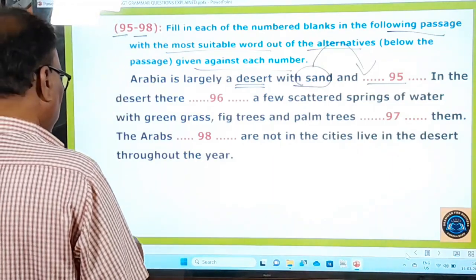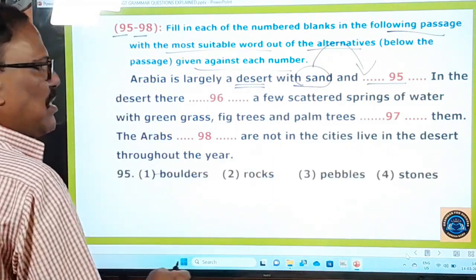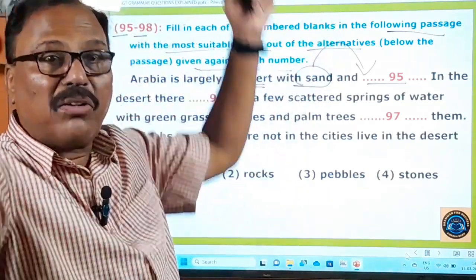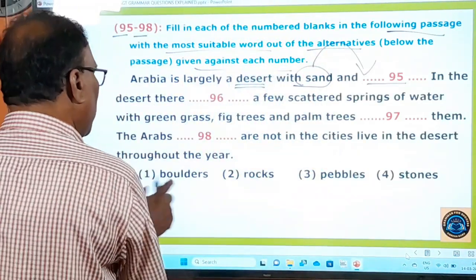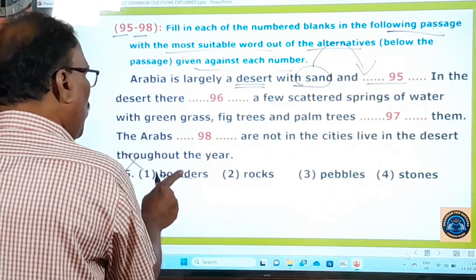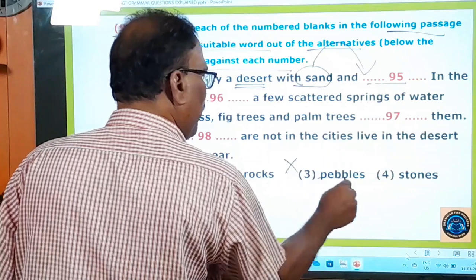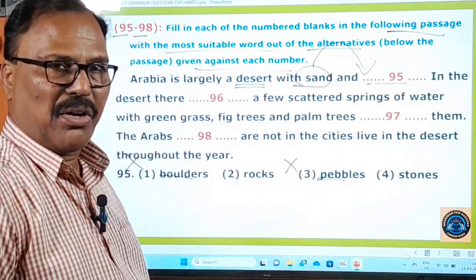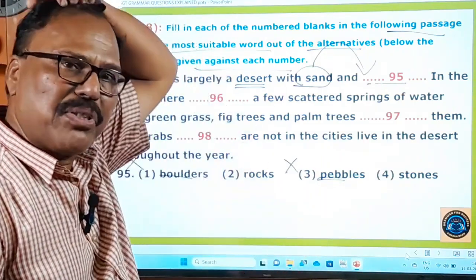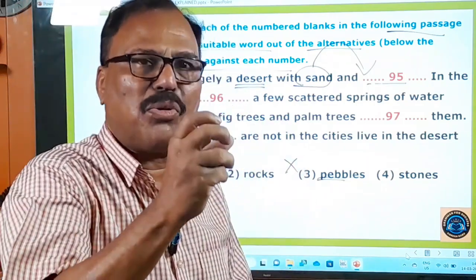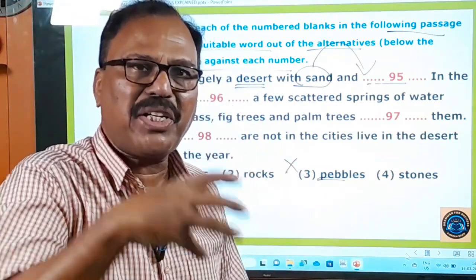Boulders means large rocks. Large, round, big rocks are called boulders. These boulders you don't find in the desert. And pebbles, this is also wrong. Pebbles you find only on the beaches. Pebbles means small, round stones, worn out with the friction of water.